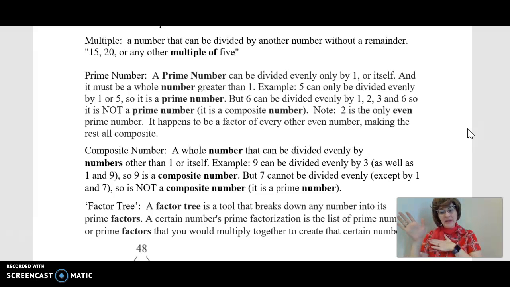Note, 2 is the only even prime number. It's kind of its own special thing. It happens to be a factor of every other even number, which means that all other even numbers are going to be composite because they are divisible by 2. So 2 is its own special unique thing. It's the only even prime number.